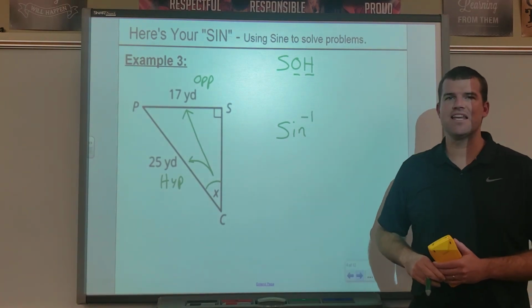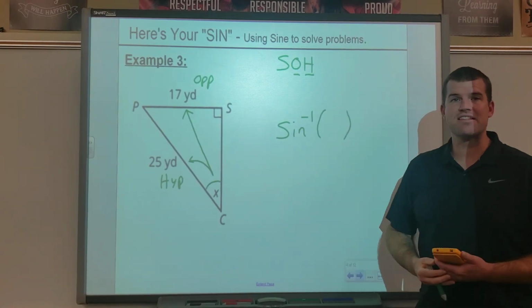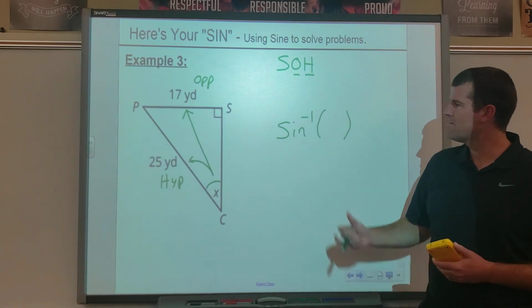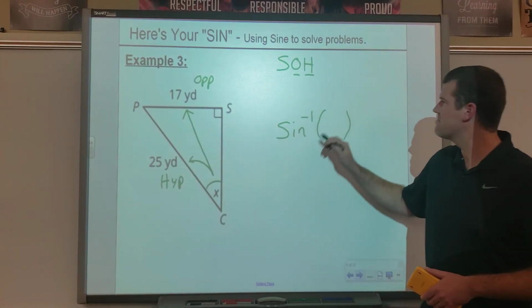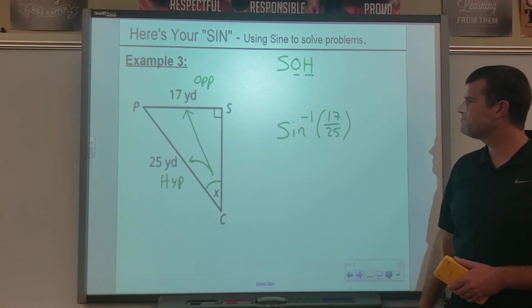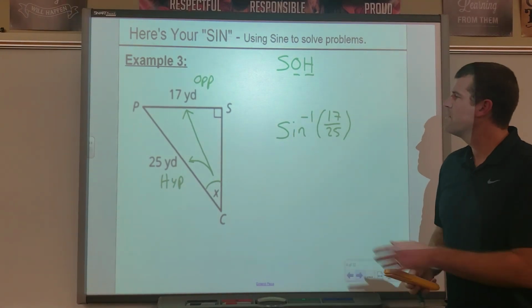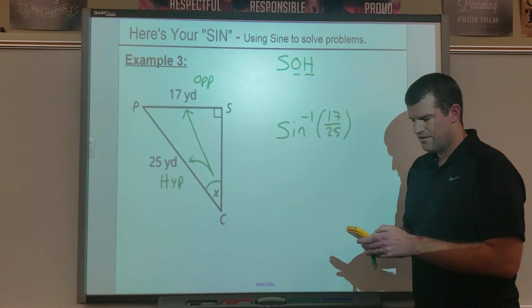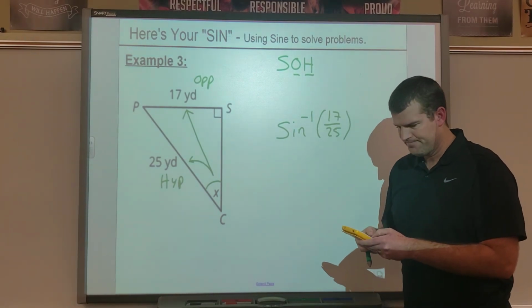So sine inverse. What will go in my parentheses? Well, since we're doing the inverse sine, we need opposite over hypotenuse. So this should be 17 over 25. And this is where our calculator does the rest of the work for us. We just need to do inverse sine.